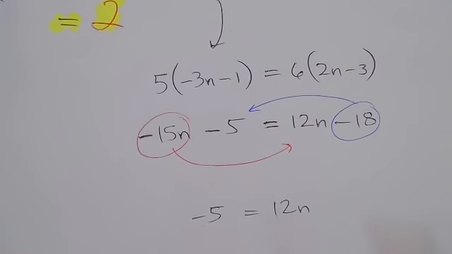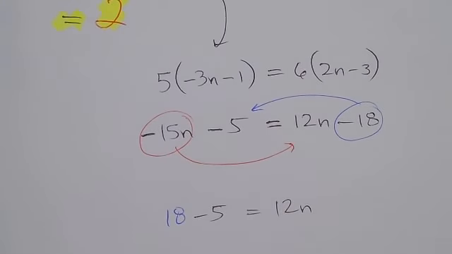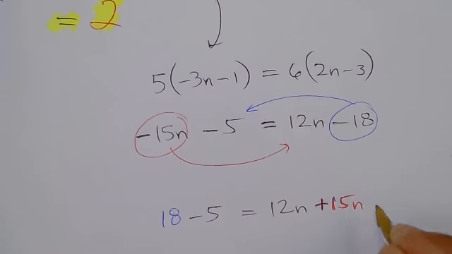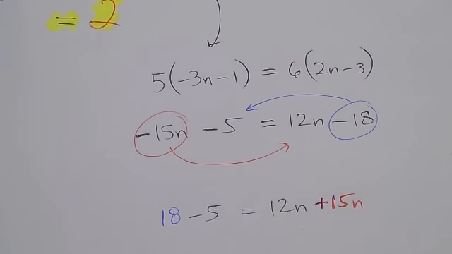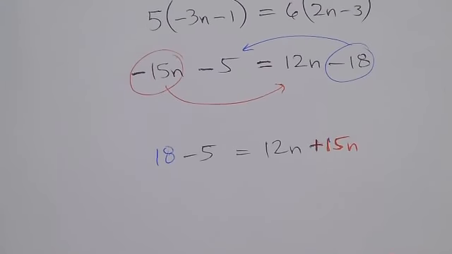So which ones didn't move? The negative 5 didn't move, and the 12n didn't move. So what happens when I move this negative 18 to this side? It becomes a positive 18, no? And what happens when I move the negative 15 to this side? It becomes a positive 15. Is that okay with everybody? Okay, what's left?